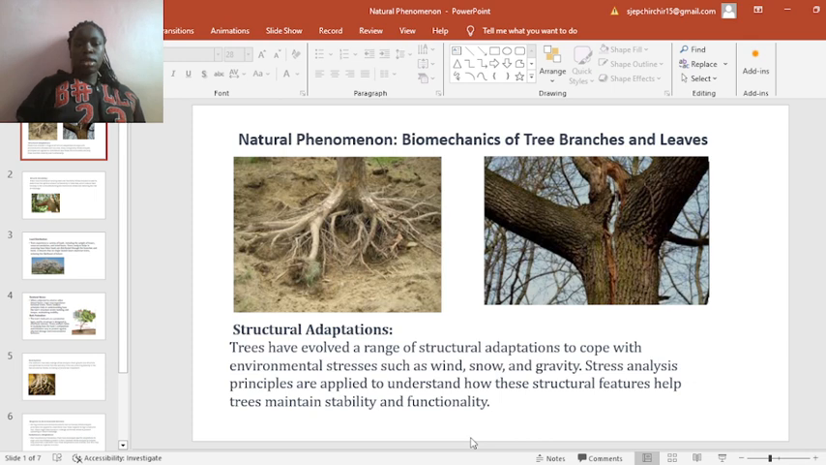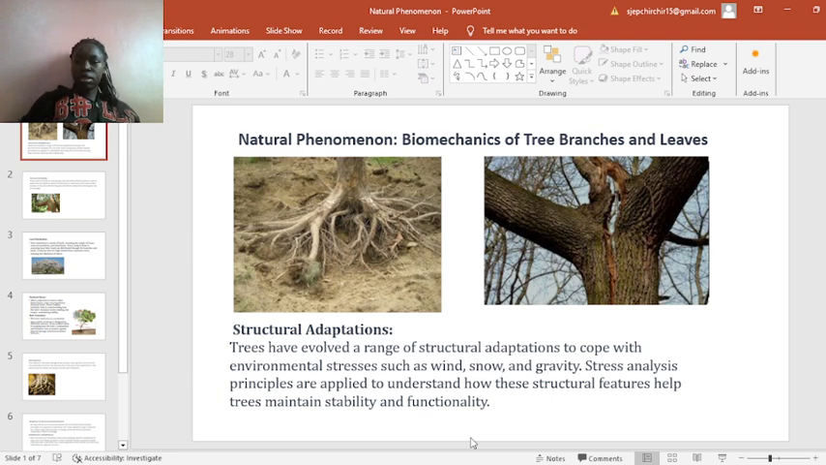These include their structural adaptations, that is, their branches, leaves, and stems have been adapted to cope with the different intensities of wind that affect their stability and may cause stress, hence making them break or bend. Trees have evolved a range of structural adaptations to cope with these stresses.